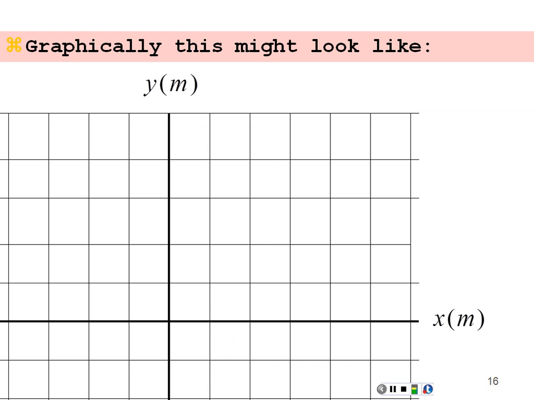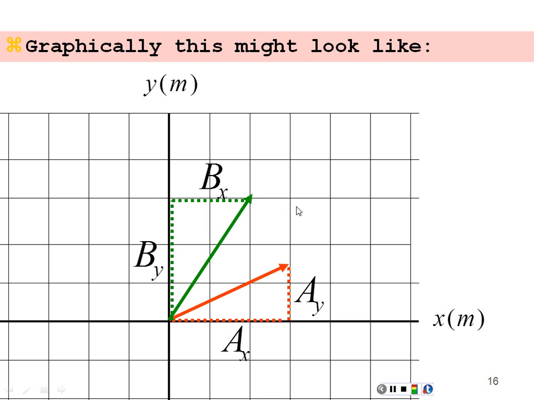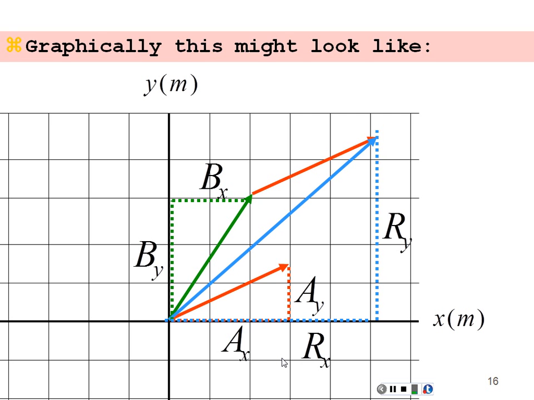Graphically, this might look something like this. Here's my vector A with the respective components, A sub x and A sub y, and I do the same thing for B. Here's my vector B with components B sub x and B sub y. If I were to add these two vectors together, say B plus A, in a graphical sense, I would end up way over here from the origin. But in terms of mathematics, I would add my components together and get my resultant components. So A sub x plus B sub x will give me an R sub x, and A sub y plus B sub y will give me an R sub y. Those are my resultant components, x and y respectively, and they comprise the components of my resultant vector R.